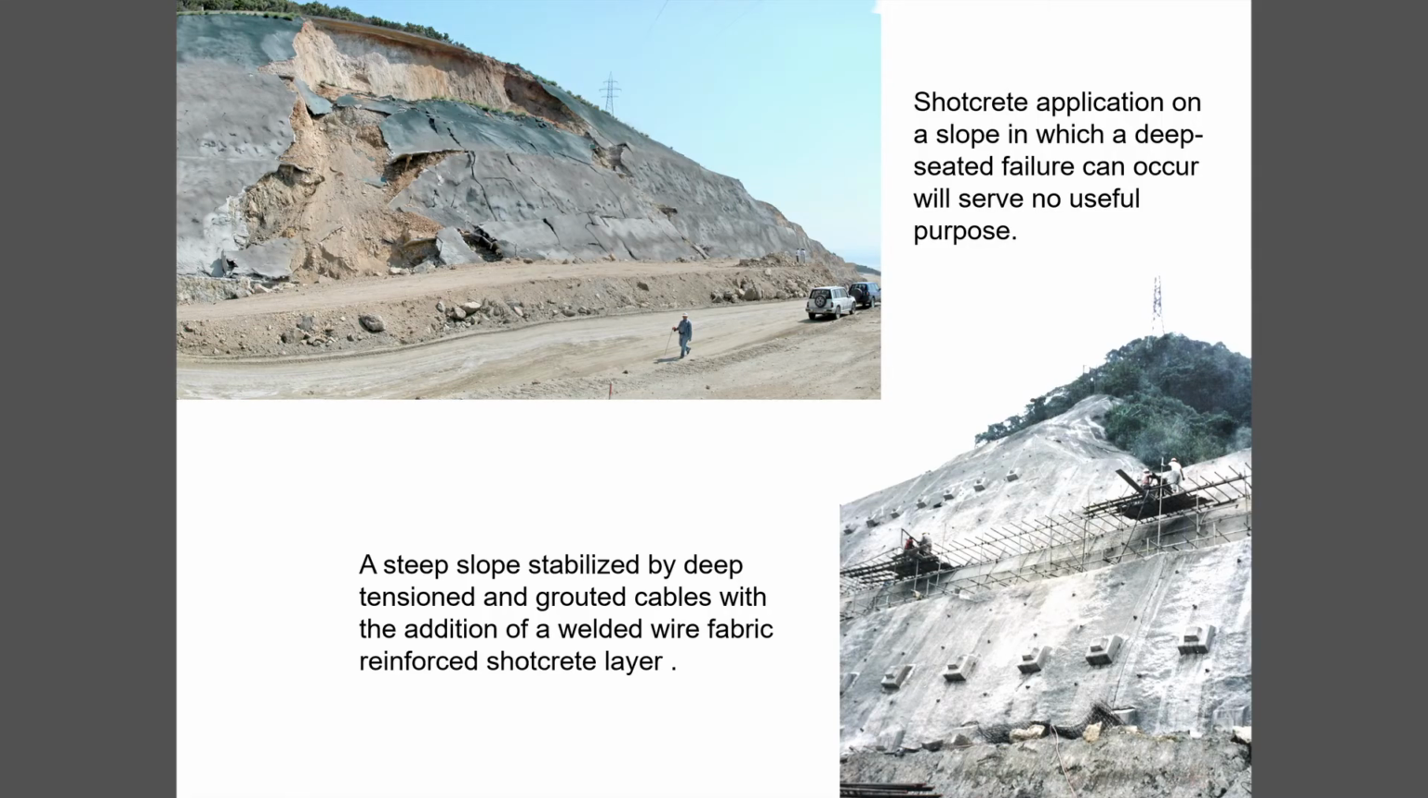I quite often see shotcrete applied to slopes, and this has to be done very carefully. On the top left there, you'll see a shotcrete layer on a slope which is inherently unstable in a deep-seated circular failure, and the shotcrete is of absolutely no value there at all.